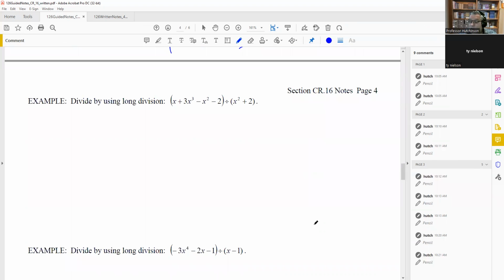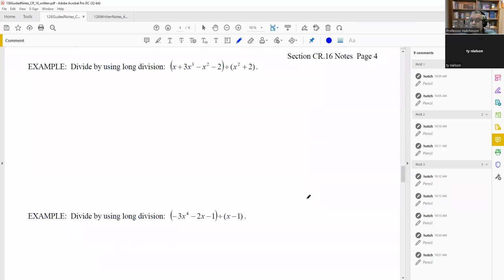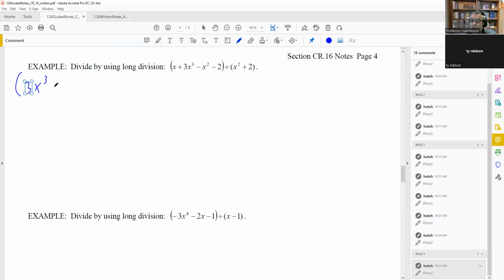Let's do another one of these where we have to put in some placekeepers. Now this one, before I jump into the long division, I'm actually going to rewrite this. I have to do this with highest to lowest power. If there's any terms missing, I want to put in a placekeeper for that. So I'm going to do 3x cubed first, and I have minus x squared. I have plus x, and then I have minus 2. All the powers are accounted for here. I have 3, 2, 1, 0.